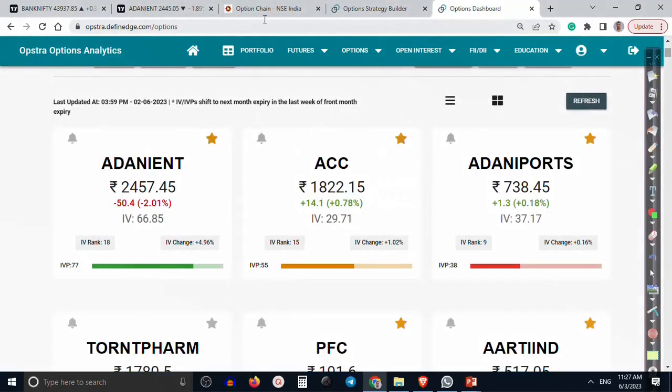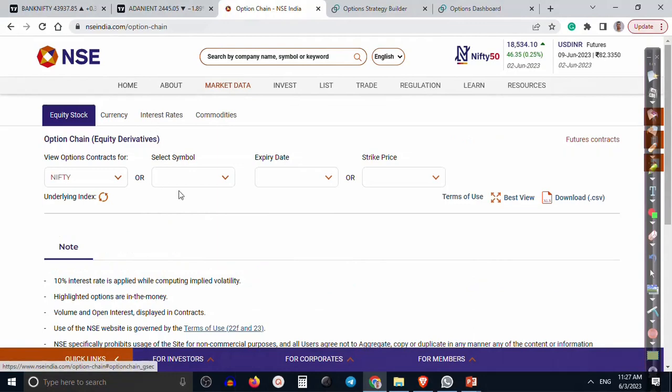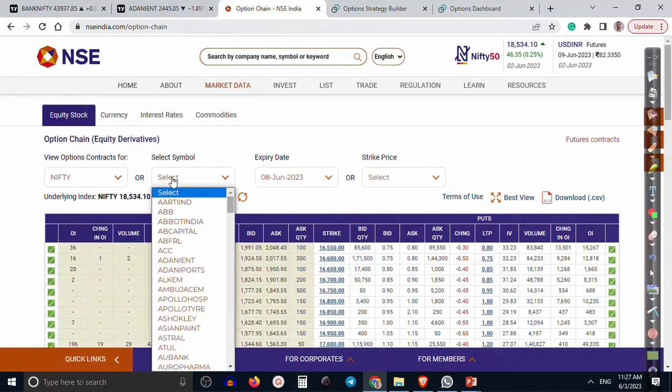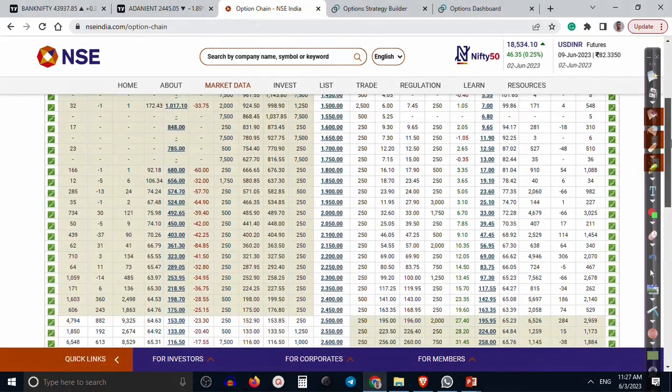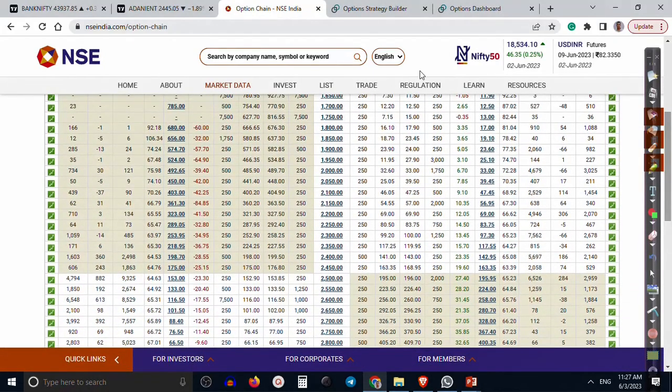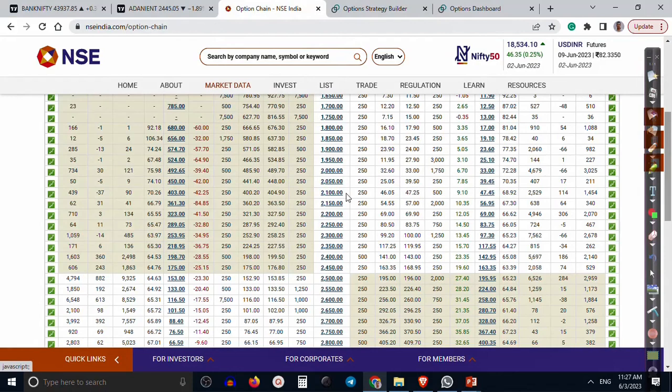So in that case, you just go to option chain. Here you can see the NSE option chain website, and here you click on Adani Enterprises, and always check the expiry date, 29th June, and where exactly we select, which strike price we select. The first strike price you can see is 2100 put. Okay, so here 2100 put.